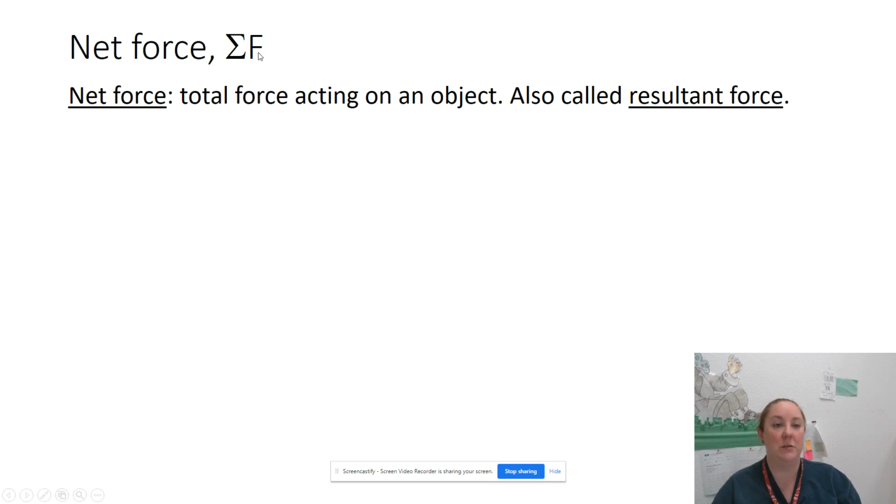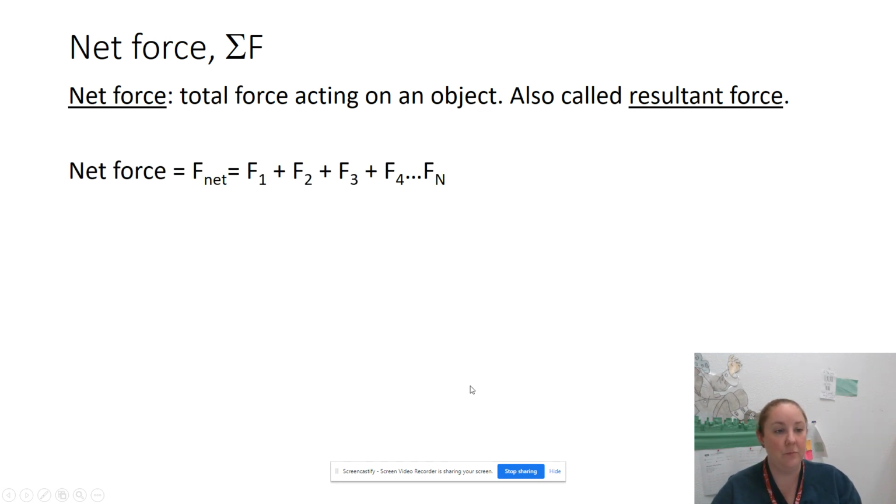Whenever we refer to net force, that squiggle F or sigma F means net force. That's the total forces acting on an object. This is also called the resultant force. To get the net force, we simply add all of the forces up that are acting on the object. Something to remember is that if they're going in opposite directions or different directions, you have to take direction into account. So sometimes you can't simply add them or subtract them.